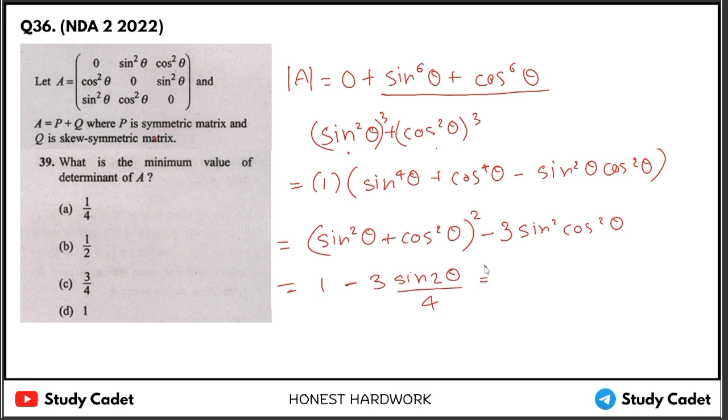So how will we get the minimum value of this thing? When sin 2θ will be the maximum. What is its maximum value? That is plus 1. So 1 minus 3 plus 1 upon 4, it will be 1 upon 4.